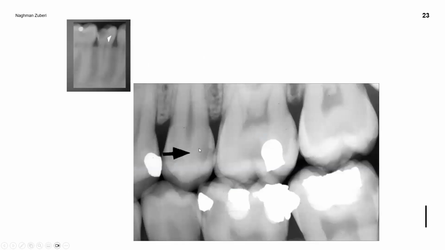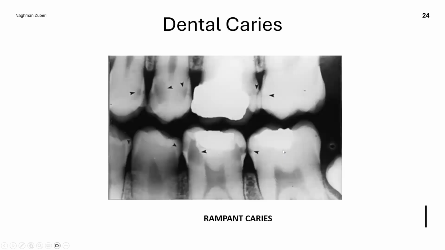Here we can see various carious lesions. When huge caries are present, at times we tend to miss the incipient caries. So scan the X-ray with your eyes properly so that you do not miss any single caries. Here we can see rampant caries, or what we call the bombarded mouth. Too many caries we can see over here.